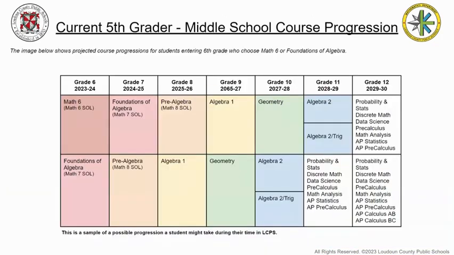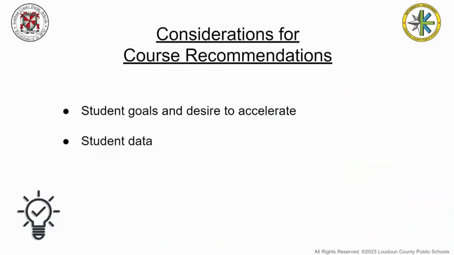The table here illustrates the projected math pathways for current 5th grade students. Teachers will have two considerations when making a recommendation for students. The first consideration is the goals and desire to accelerate for students, and the second is based on student data. Teachers will use data from multiple sources in order to make a recommendation.